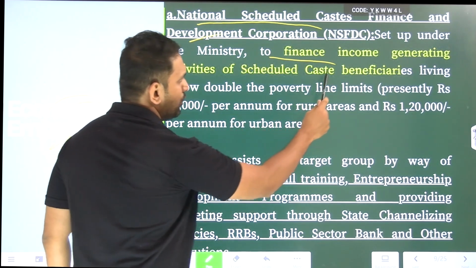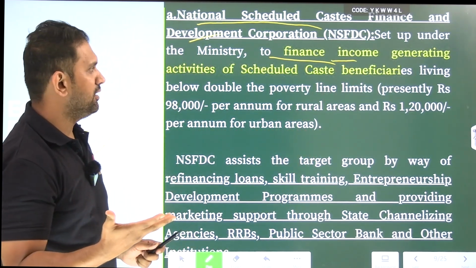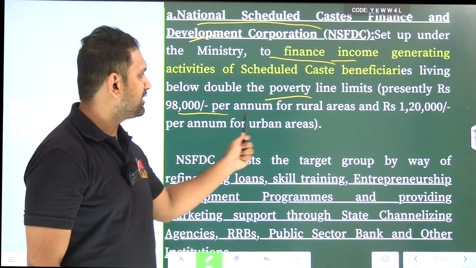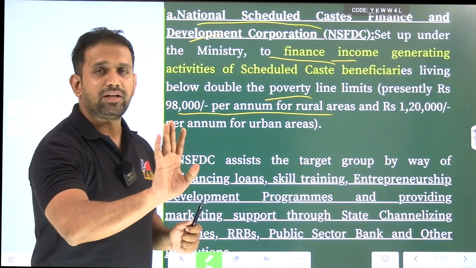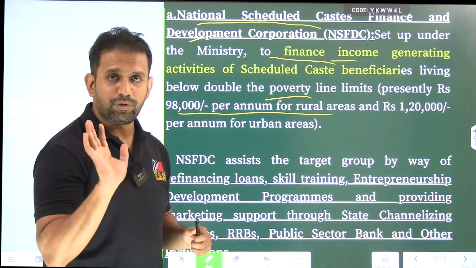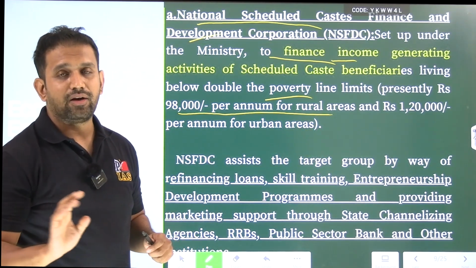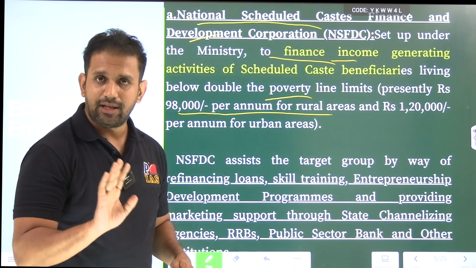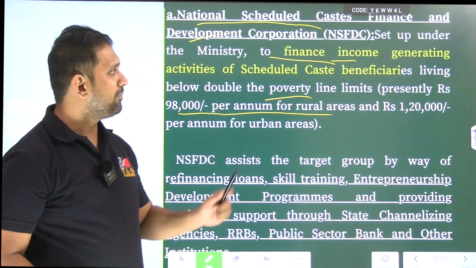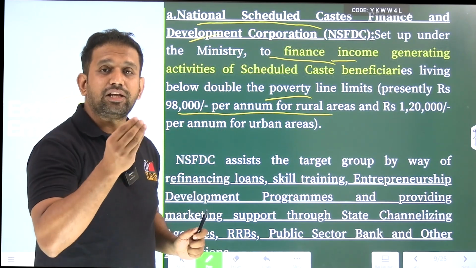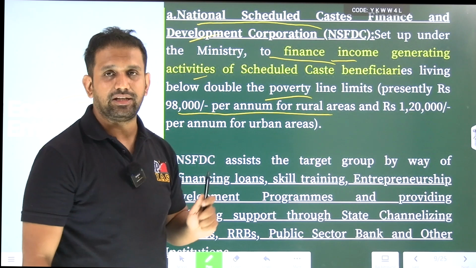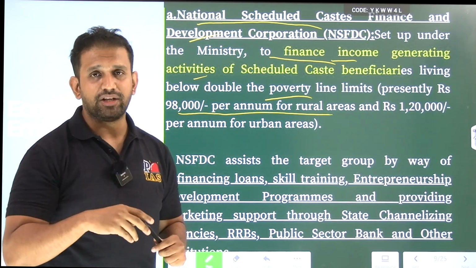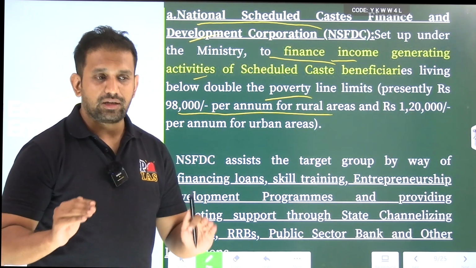Nothing but this corporation will give loans to SC people who are living below the poverty line, whose income per annum is 98,000 or 1,20,000. If an SC family is earning not more than 1,20,000 rupees per year, like cobblers, like rag pickers, obviously they will not be earning more than 1,20,000 per year. For them, this particular scheme will be applicable. Okay, so the government will give them loans to finance income-generating activities. Suppose a cobbler is there. The cobbler will be asked to put up a small shop, so that more people will come if there is a shop.